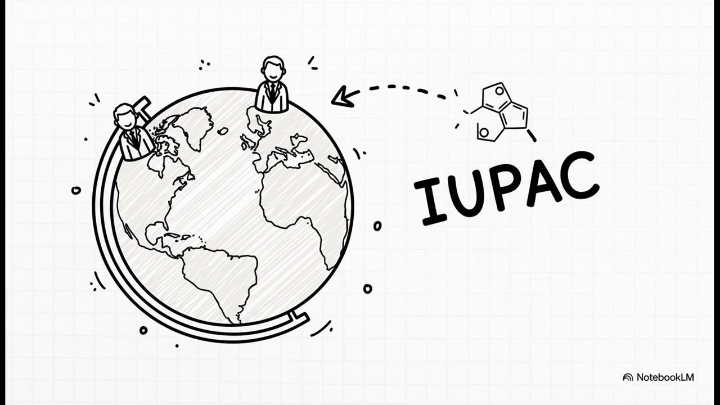And the solution to all that chaos is something called IUPAC nomenclature. Think of it as a standardized, universal language for chemistry. It's a system that makes sure a chemist in Tokyo and a chemist in Toronto are talking about the exact same molecule just by hearing its name. And the best part? It's not about memorizing stuff. It's a language based entirely on structure.